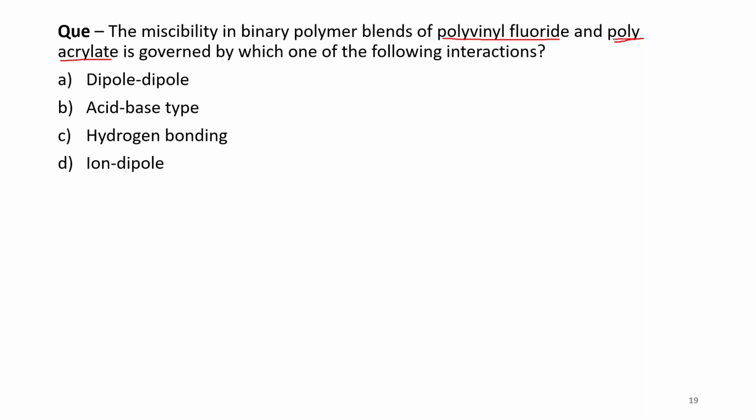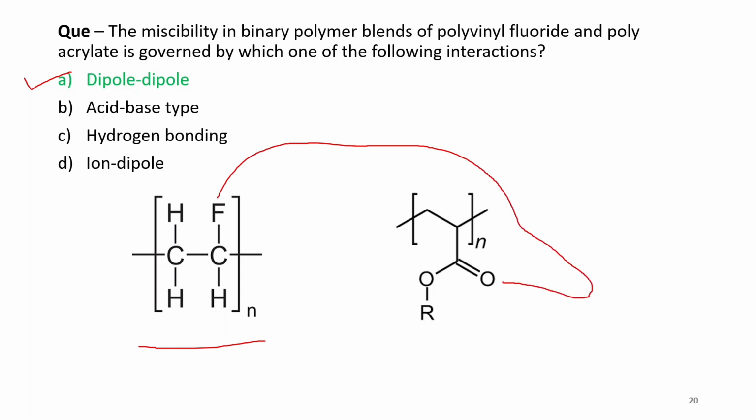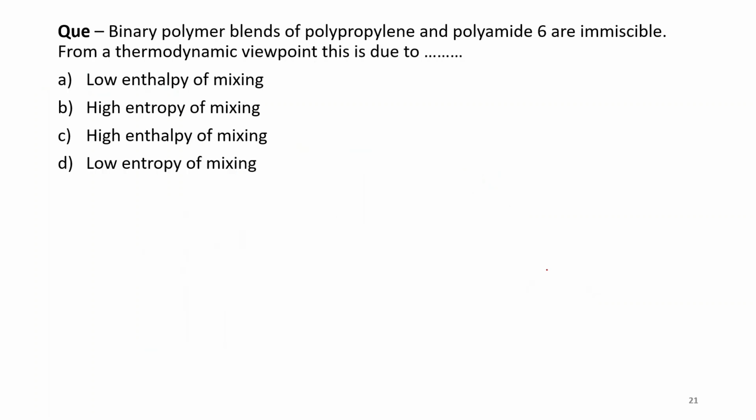So you are saying dipole, right? Let's see the answer. Yes, you are correct. Answer A is correct, which is dipole. What is happening in the structure? We can see in the polyvinyl fluoride there is the F group, right, which is forming the dipole interaction with the O group in the polyacrylate. So these are forming the dipole interaction and forming a miscible blend. So let's move to the next question.